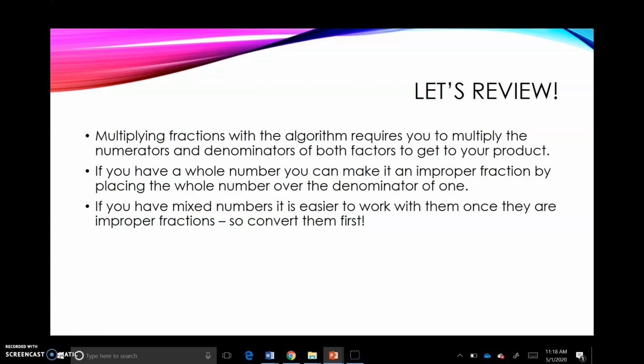And if you have a mixed number, you can easily work with them once you've converted them to improper fractions. So you can convert those first and then just move along like you normally would. So we're really just setting up these multiplying fraction problems as some type of fraction, multiplying them across, and then simplifying to get to the better answer.